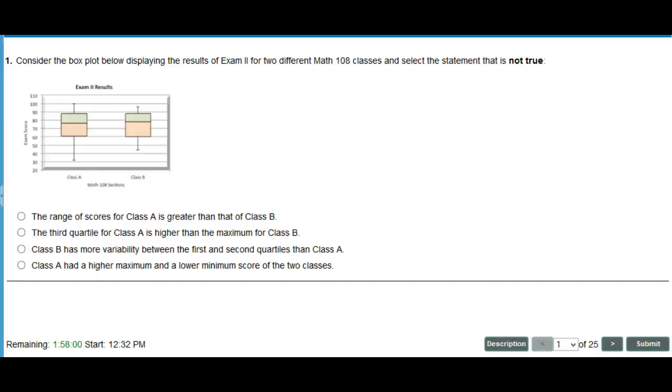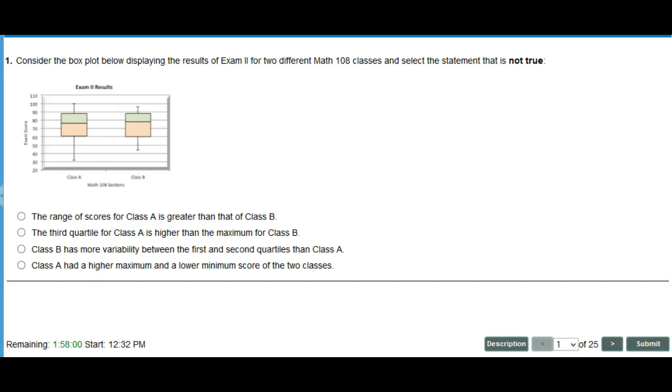Unit 4 exam. Question number 1. Consider the box plot below displaying the results of exam 2 for two different Math 108 classes and select the statement that is not true.